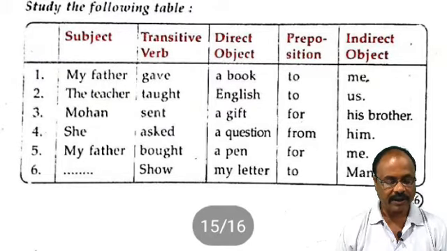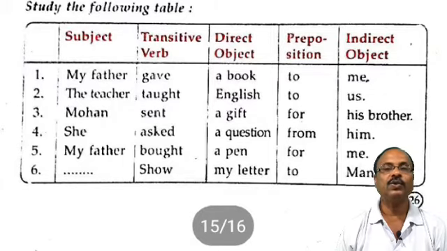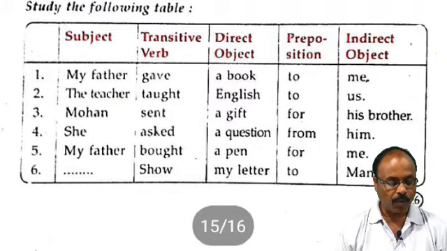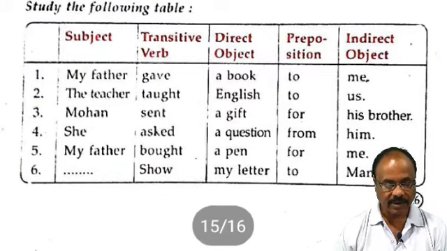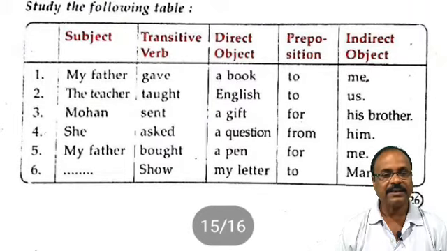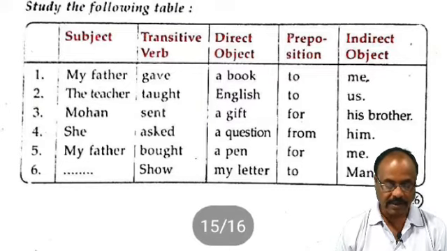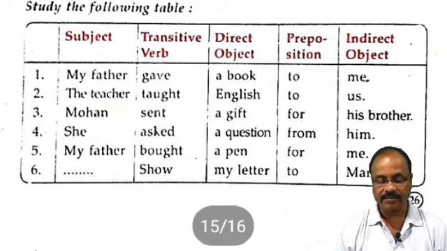The teacher taught English to us. Here, English is the direct object. To is the preposition. Us is the indirect object. Mohan sent a gift for his brother. Here, a gift is the direct object. For is the preposition. His brother, indirect object. She asked a question from him. Here, asked is the transitive verb. A question is the direct object. From is the preposition. Him is the indirect object.